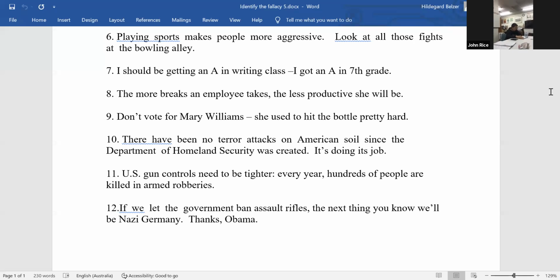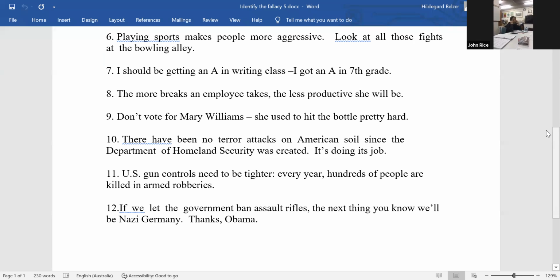We'll come back to 7 in a minute. Well, the establishment of Department of Homeland Security is not directly related to the no terror attacks on American soil. Just after that Department of Homeland Security was created, no terror attacks just happened. That could be a coincidence. There is no logical connection between them. Right. So, yeah.